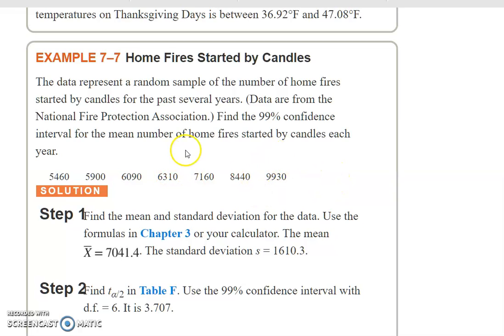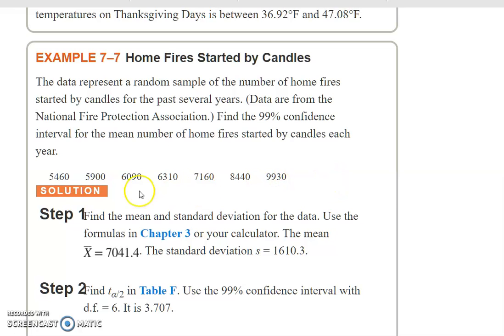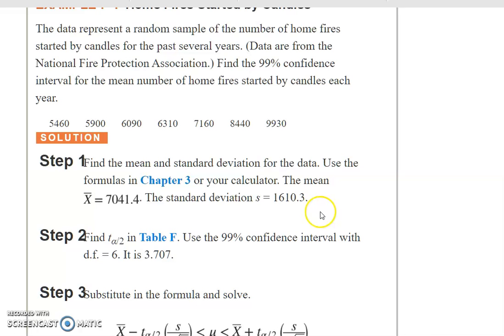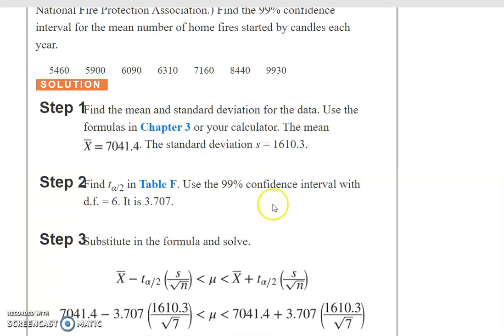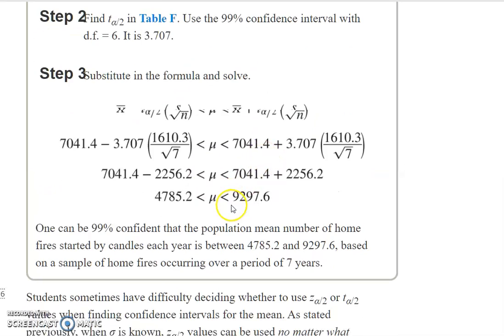So how do we handle this? What we're trying to do, I'll let you read that. We're trying to find the 99% confidence level for the mean. Okay, so he doesn't give us the standard deviation of the population, so we have to use the t-score or the t-value. So here's the raw data. We find the mean and the standard deviation. We use the table F to find this t sub alpha over 2. We plug it in, and boom, there it is.